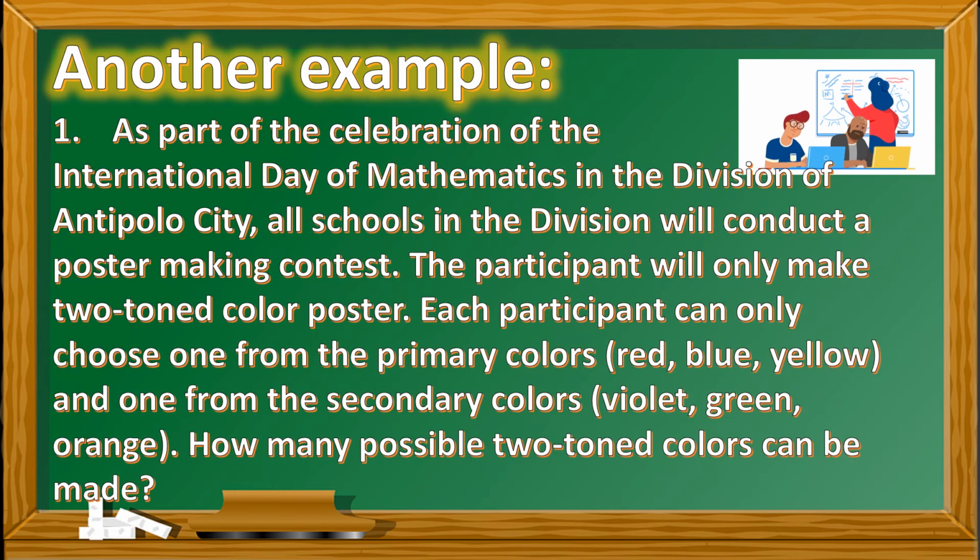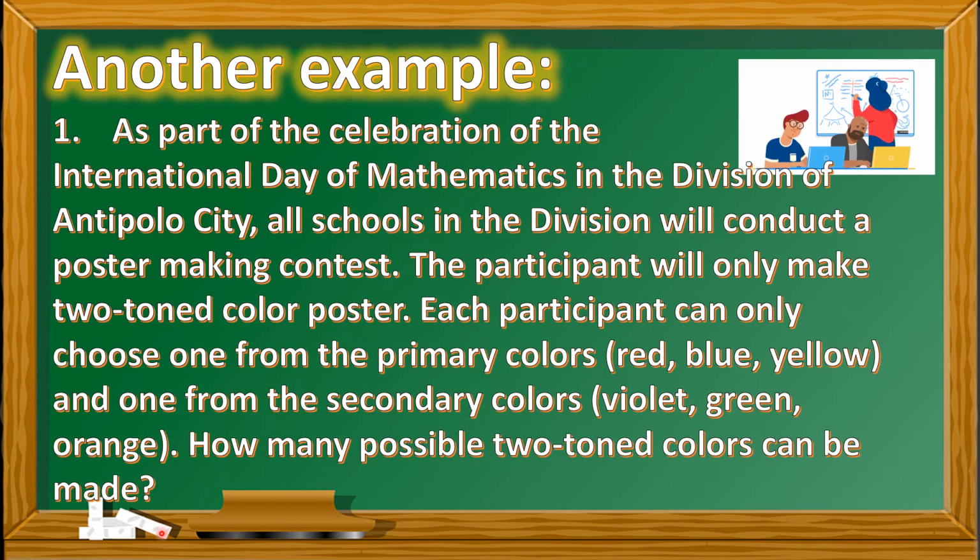As part of the celebration of the International Day of Mathematics in the division of Antipolo City, all schools in the division will conduct a poster making contest. The participant will only make 2-tone color poster. Each participant can only choose one from the primary colors. So these are the choices. We have red, blue, yellow. Again, that's for the primary. And one from the secondary colors, violet, green, and orange. So the question is, how many possible two-tone colors can be made?